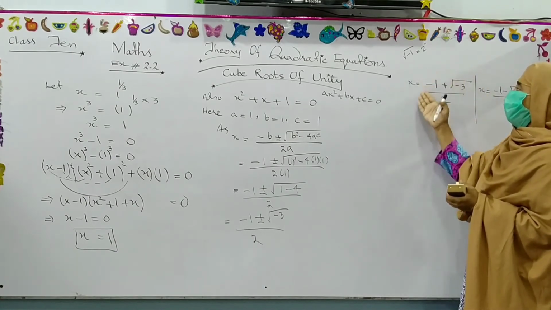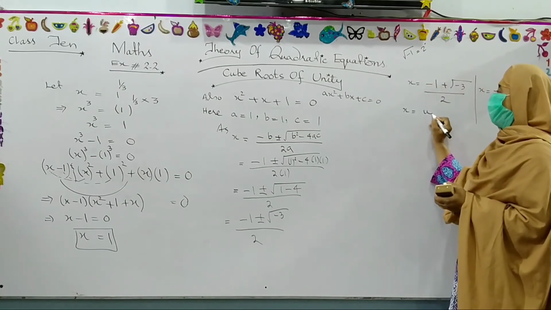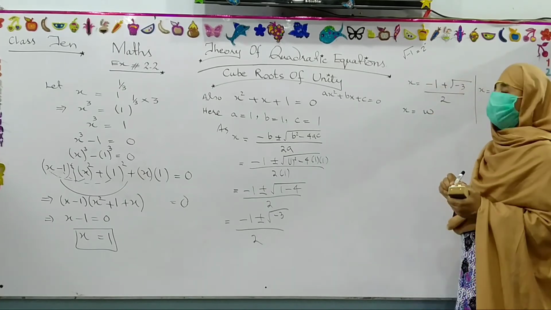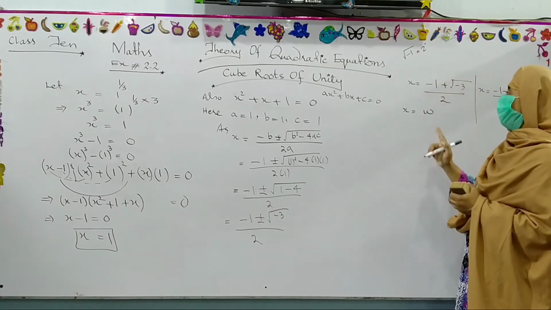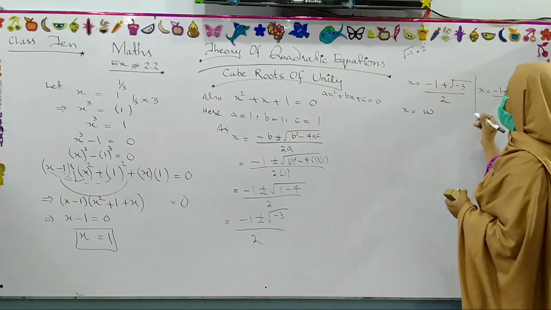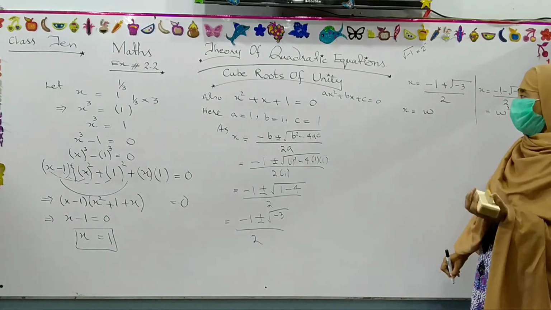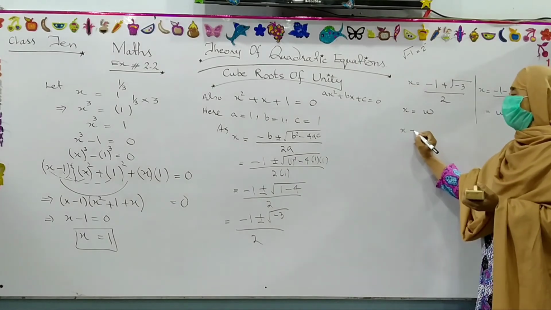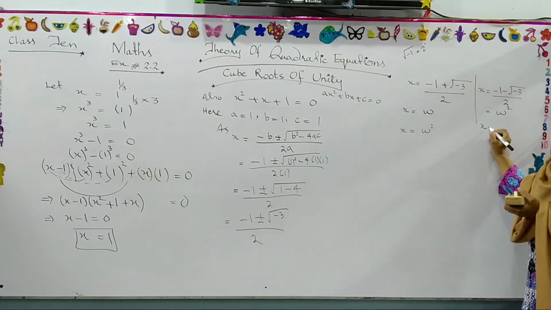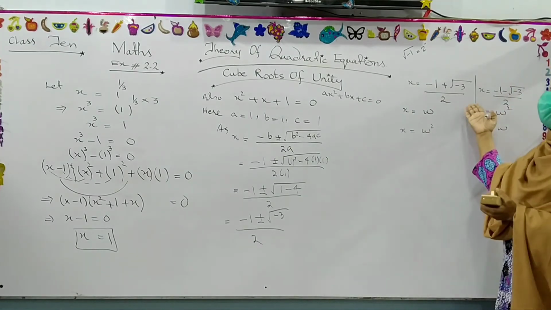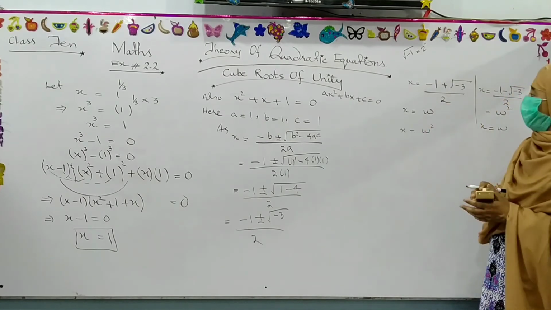So I will name them. Suppose I name it omega. Omega is a complex number. I have named it omega. If it is omega, then the other will be omega square. If this is omega square, then the other will be omega. It means one of the roots I will say omega and the other I will say omega square.